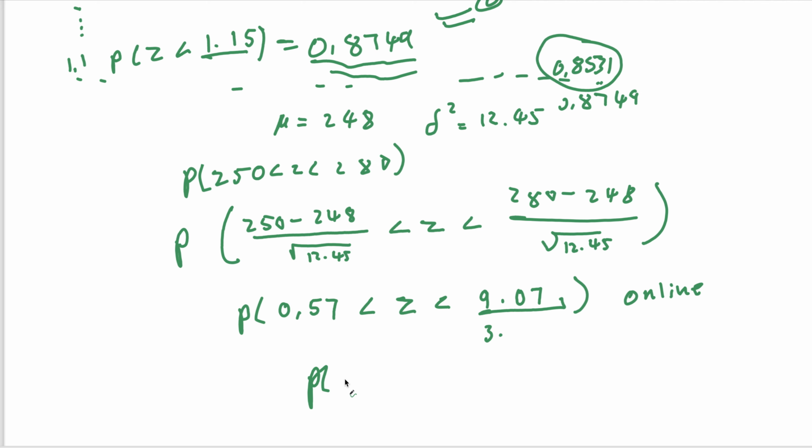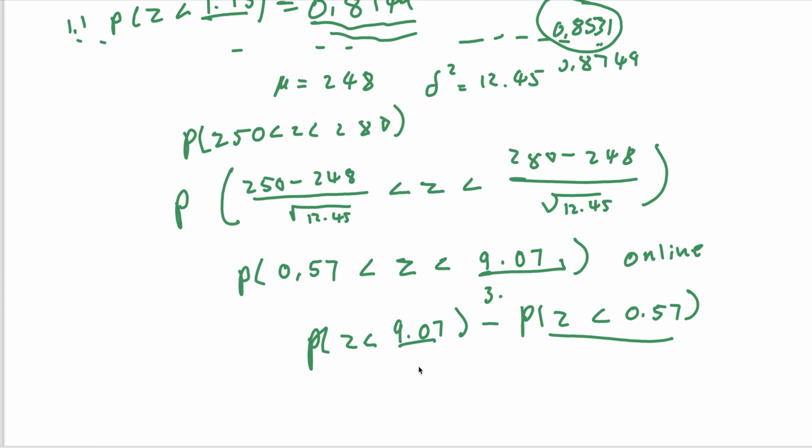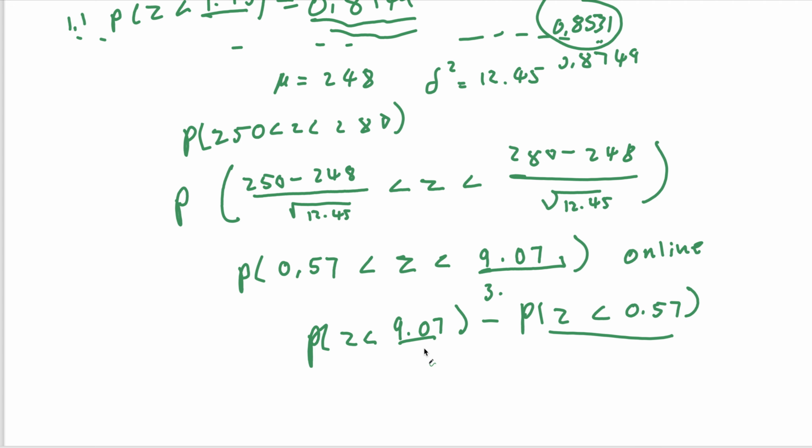So that will be P of Z is less than 9.07 minus P of Z is less than 0.57. This one you can find from the table. This one you can't find on the table that's given to you. So if you get a value that's greater than that, you just have to figure out how to find it on the table. But this one will be close to 1 basically.